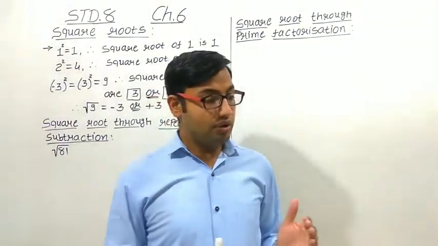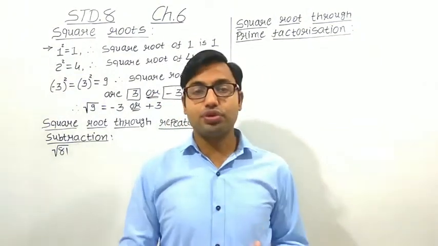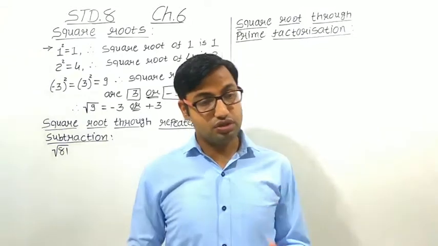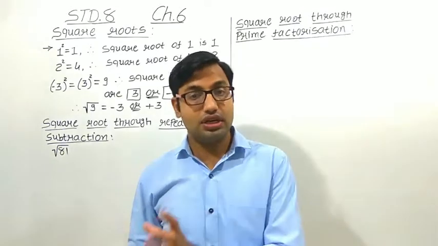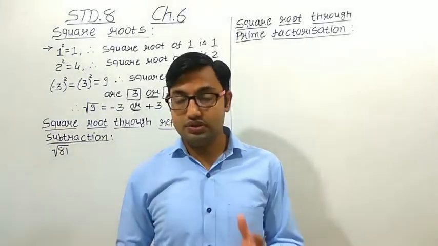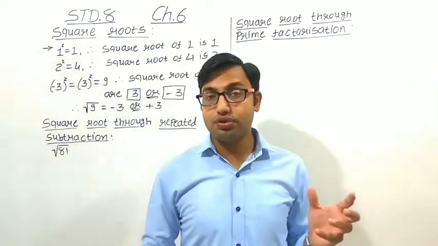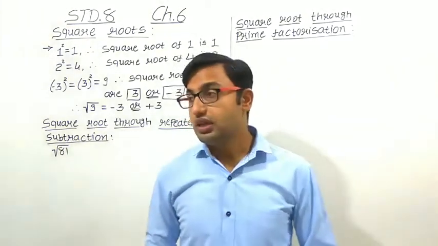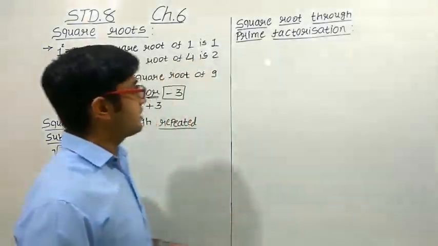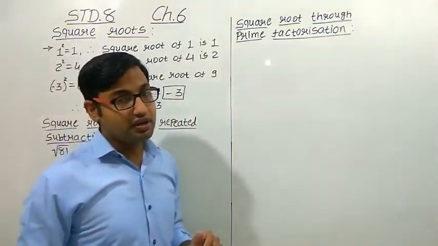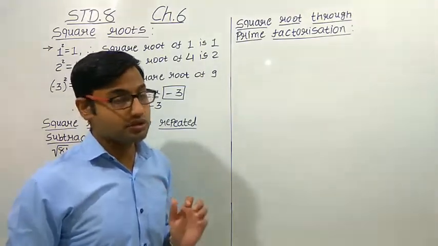This is how we can say that the opposite process of addition is what? Subtraction. The opposite process of multiplication is what? Division. In the same way, finding the square root is the opposite process of finding the square. So here, first of all, let us understand. Actually, this is a topic of standard 8, chapter number 6, squares and square roots.